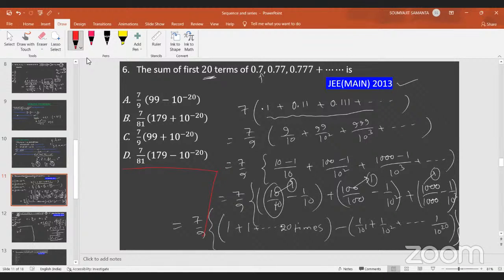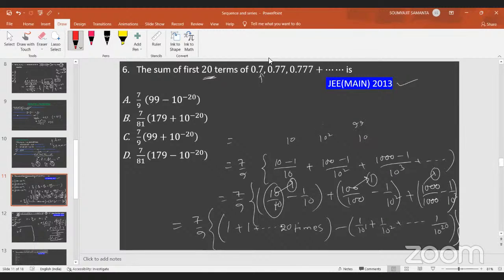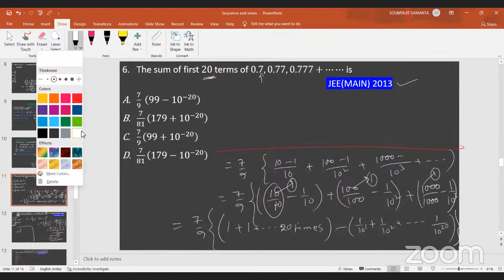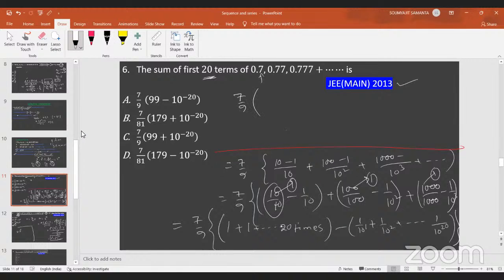So let me write from the beginning. I will continue here. So 7 by 9 we are getting 7 by 9 into 1 plus 1 plus 1 till up to 20 times. So this will become 20 minus. This is the form of GP. Yes or no? This is the form of GP. Yes, sir.